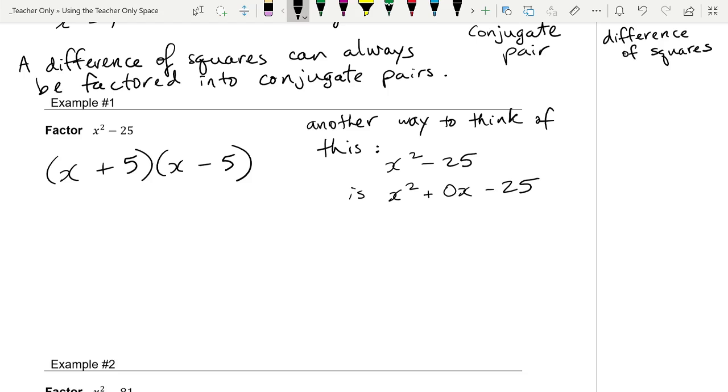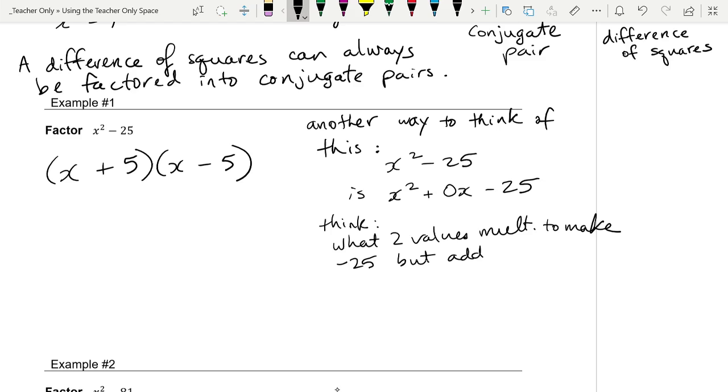I can say to myself, think, what two values multiply to make negative 25, but add to make, well, 5. I meant to say 0. Sorry, 0. Okay, so 0. So now think about it. If two things add to make 0, what do you know about them? They have to be the same number, but opposites, right?